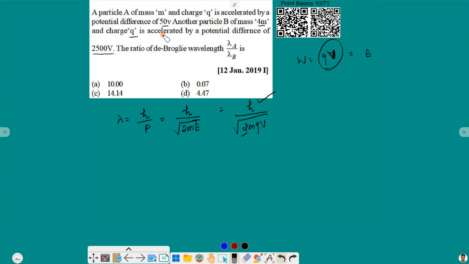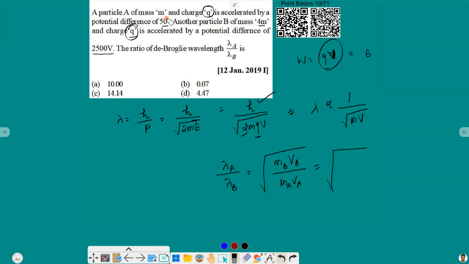Here mass and potential are different. Here the charge is the same: here the charge is q and here is also charge q. So we can say charge is also constant here. So basically lambda will be proportional to 1 by under root of m times the potential. So if I take the ratio lambda A by lambda B, it will be under root of (mA vA) divided by (mB vB).